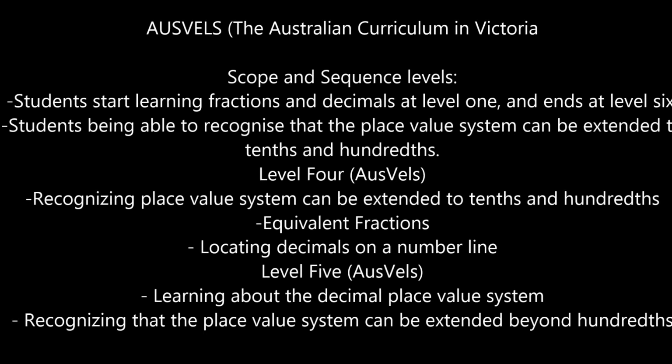Other than learning decimal place values, students at level 4 will be learning equivalent fractions and locating decimals on a number line. After level 5, the decimal place value system gets taught to students by helping them recognize that the place value system can be extended beyond hundredths. The topic being presented about different models for explaining decimal place value begins at level 4 and 5.